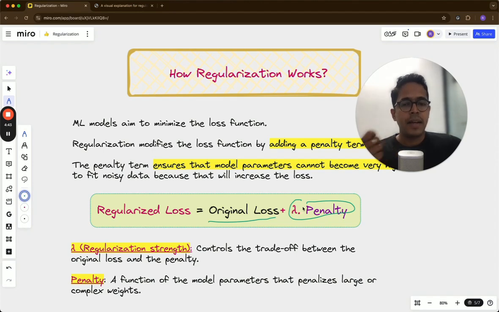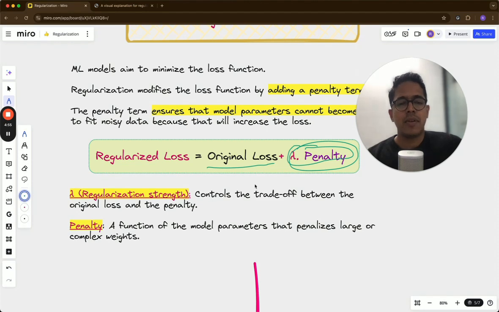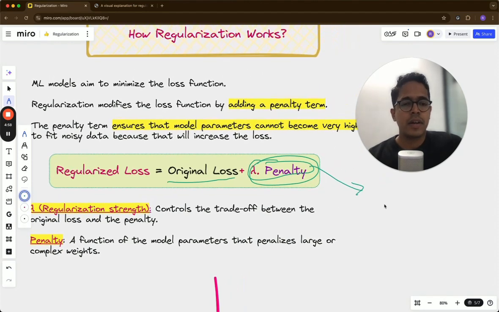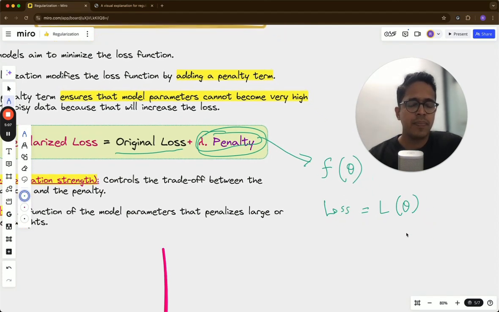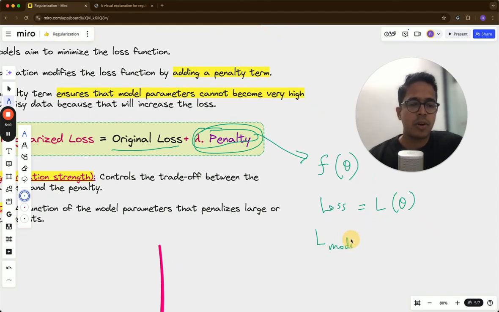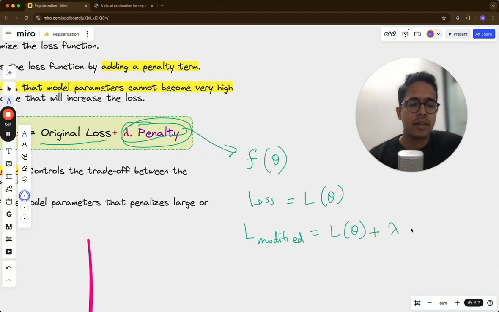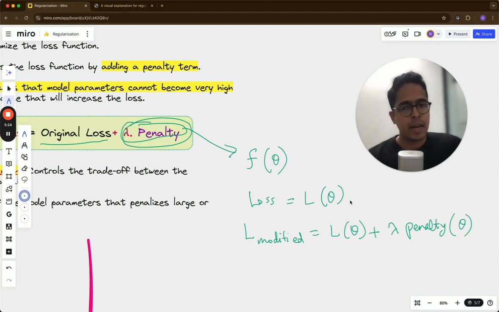And if lambda is a very big number, then your regularized loss is closer and closer to this whole penalty term, which is the product of lambda and the penalty. And what is the penalty term itself? It is a function of the model parameters, which is theta. So your original loss function is a function of theta. Now you have L modified, the modified loss, equal to L of theta plus lambda times penalty of theta. So this penalty function is a function of theta, which is the model parameters.